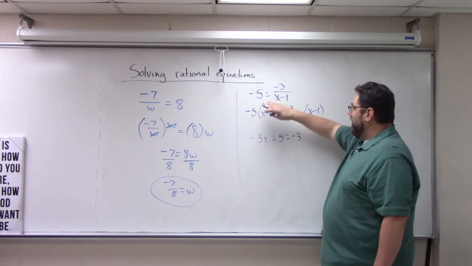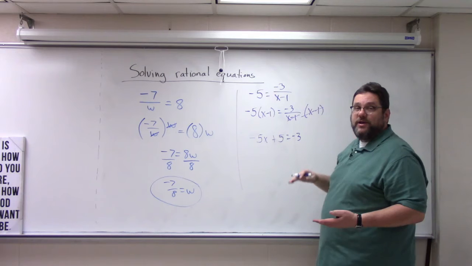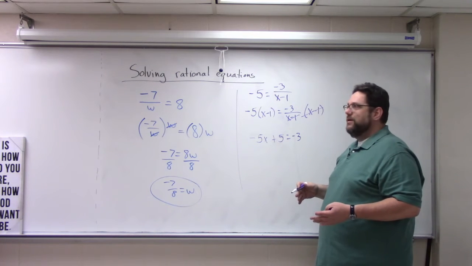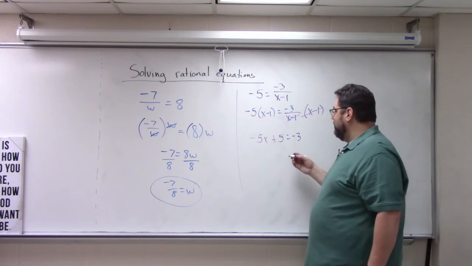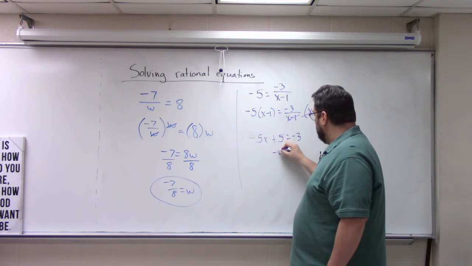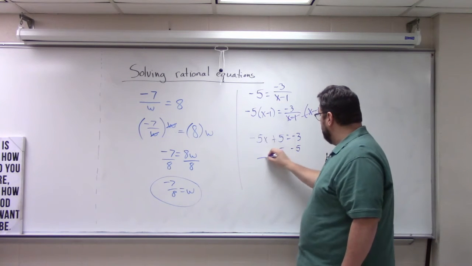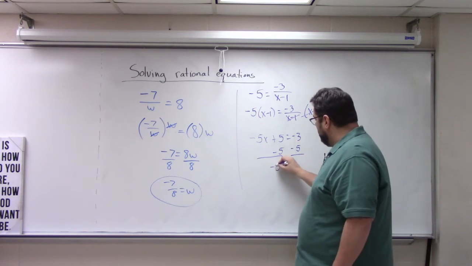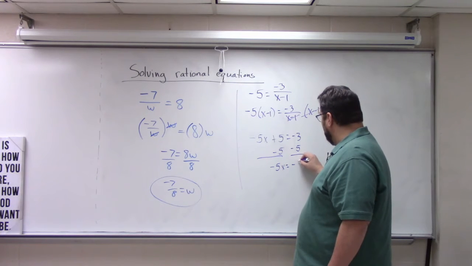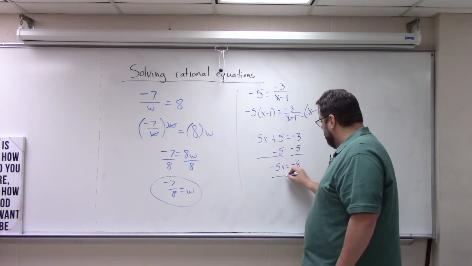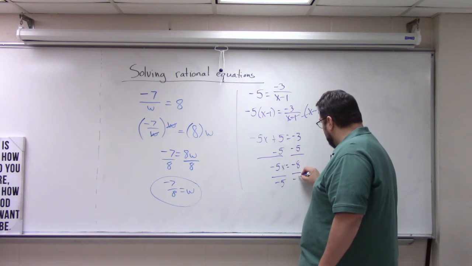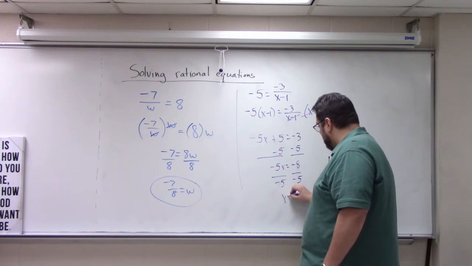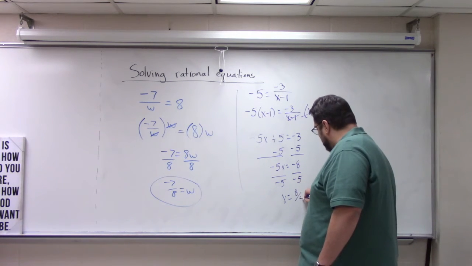All right. And now it's just a linear equation like we've done 100 times. We're just going to solve this the way we've always done. We're going to subtract 5. Minus 5x is going to equal -8. We're going to divide by -5. And x equals 8 over 5.